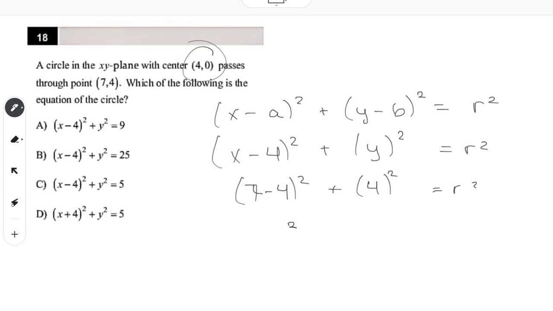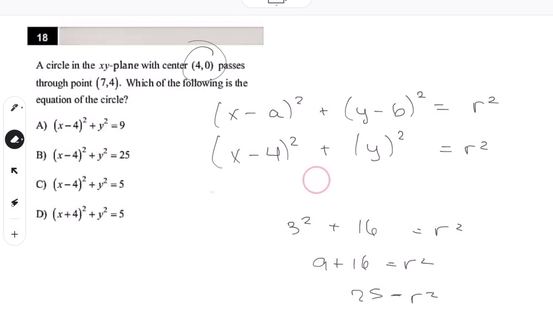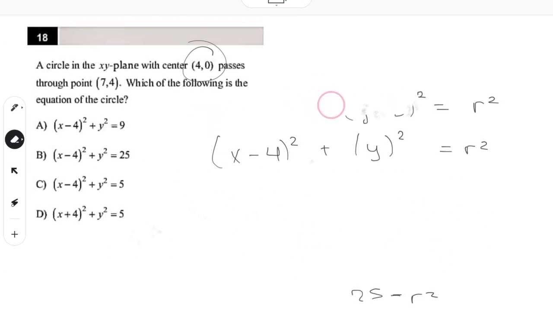So this becomes 3 squared plus 16 is equal to r squared. 9 plus 16 is equal to r squared, so we get 25 is equal to r squared. That should be all the values we need to know. So if we want to get rid of all these other things, our final equation would be (x minus 4) all squared plus y squared is equal to 25.